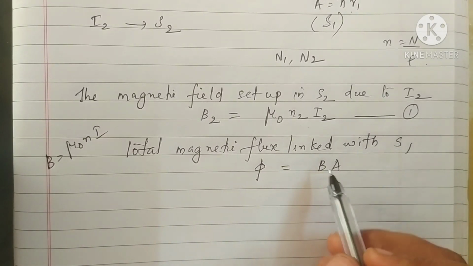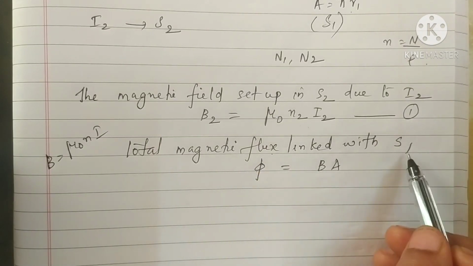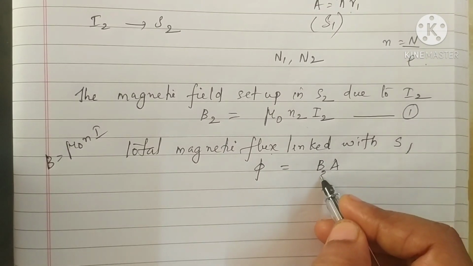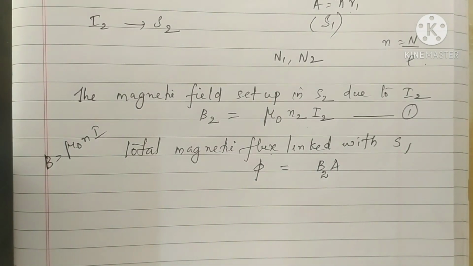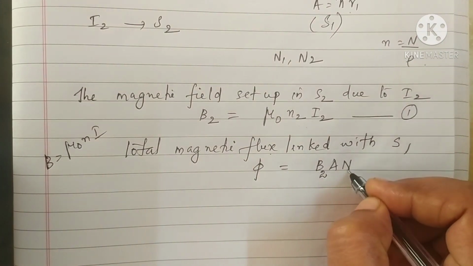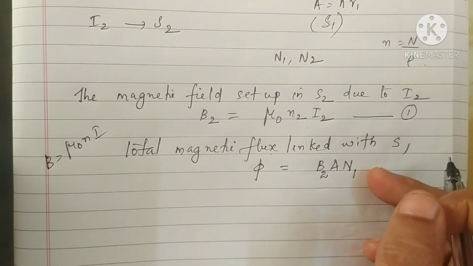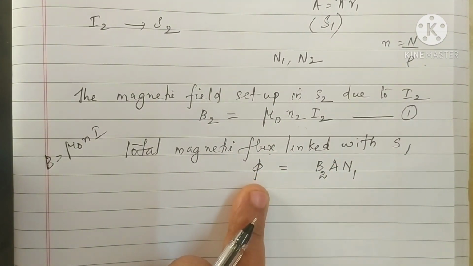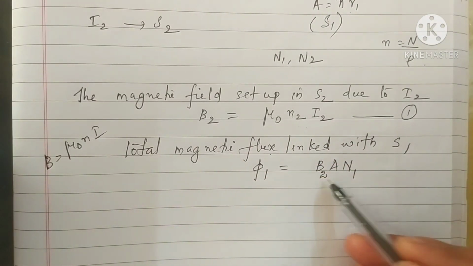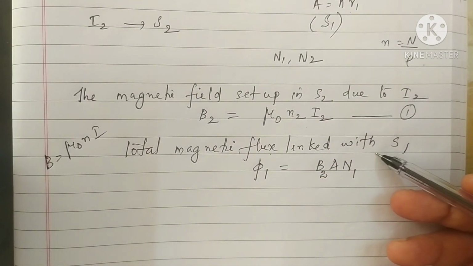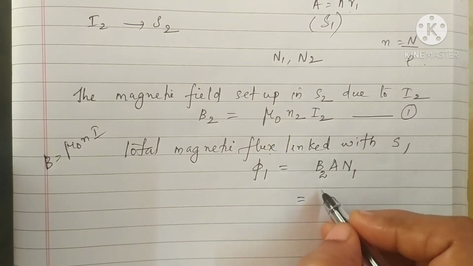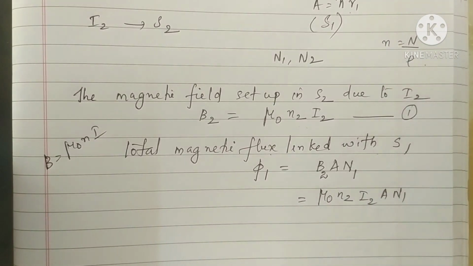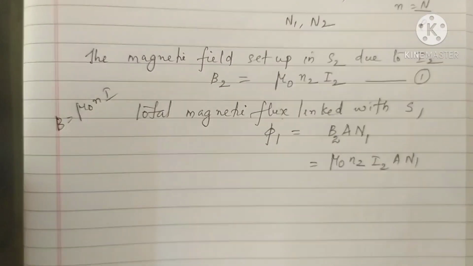Listen here carefully. The magnetic flux is produced in S1 because of the magnetic field in S2. So B is B2. Understood? And the number of turns you have to mention here is with S1 only. The total magnetic flux linked with S1, phi 1, is equal to B2 A N1. Now for B2 you have the expression, so mu naught N2 I2 A N1. Clear for you?